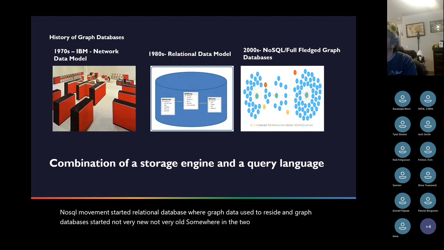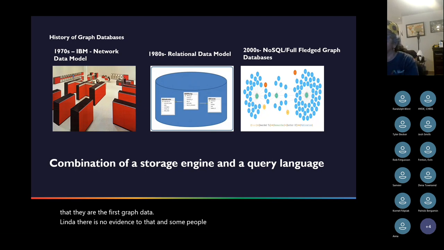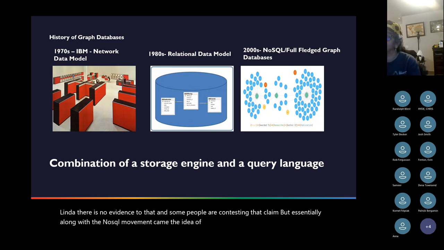And Neo4j claims that they are the first graph data vendor. There is no evidence of that, and some people are contesting that claim. But essentially, along with the NoSQL movement came the idea of a full-fledged graph database. That is somewhere in the 2000s. So you can really see it is not all that old.